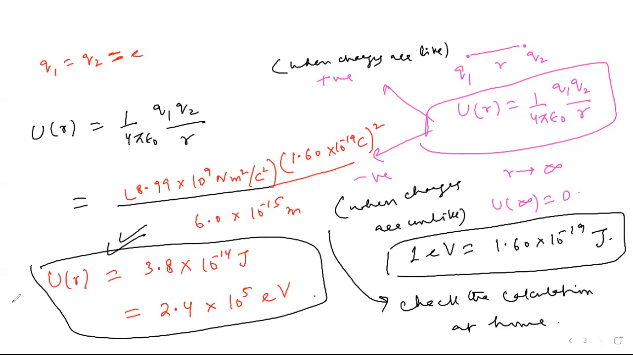Now, why these two protons do not fly apart? The reason is they are held by the attractive strong force that binds the nucleus together. I repeat, even when there is large positive potential energy, which indicates large repulsive electrostatic force between them, the protons do not fly apart because they are held together by attractive strong force that binds the nucleus together.